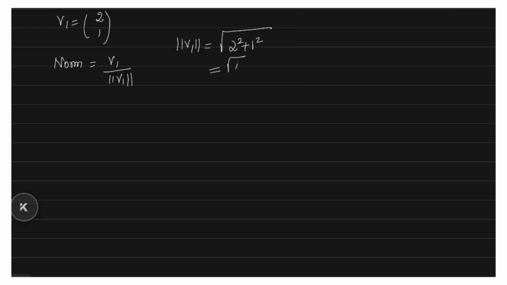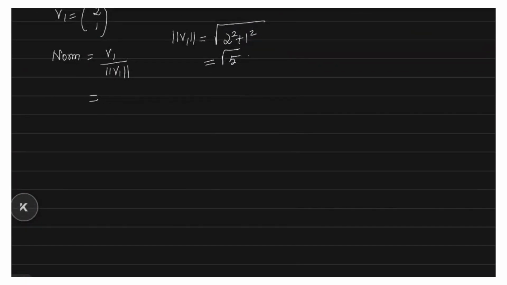v1 we got as 2 and 1, and we are going to normalize it. Normalizing means v1 divided by norm v1. The norm of v1 is the square root of each term squared and summed, so it is 2 square plus 1 square, which is root 5. Normalizing v1, you get 1 by root 5 times 2 and 1. This is when your lambda is equal to 6.